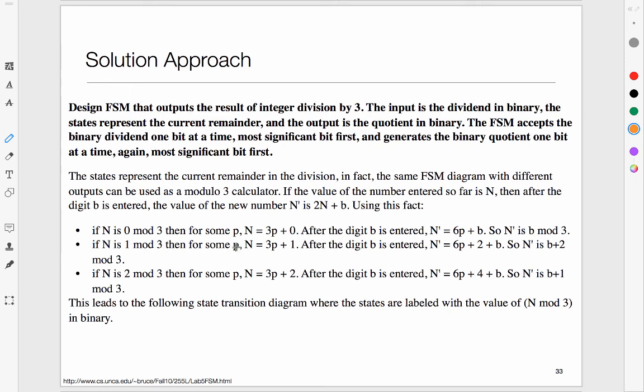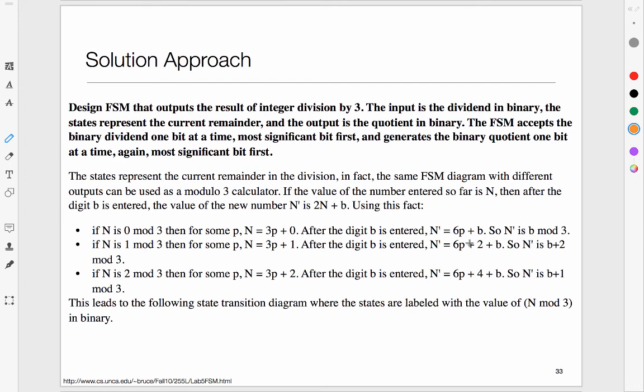So if it was 0 mod 3, and so it was of the form 3 times some number plus 0, after the digit b is entered, I have a number 6p plus b. Remember, we just said that the new number after b is entered is 2n plus b. And if the previous number was a multiple of 3, then the new number is going to be 6n plus b. And what is 6n plus b modulo 3? It is b. So that means that if b was 0, I'll go to state 0, or stay there basically. And if b was 1, I will go to state 1. Right?